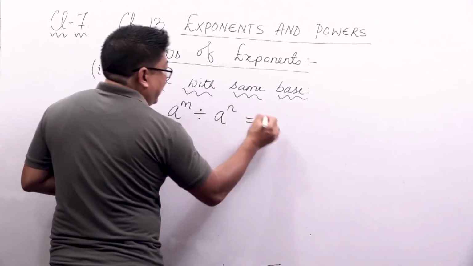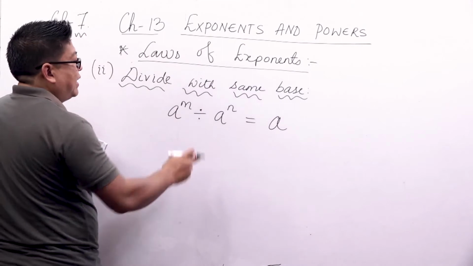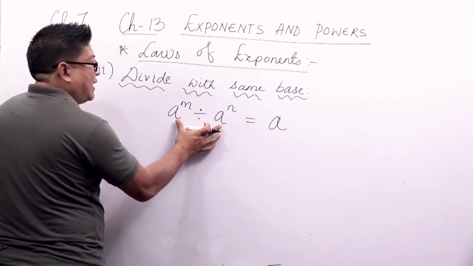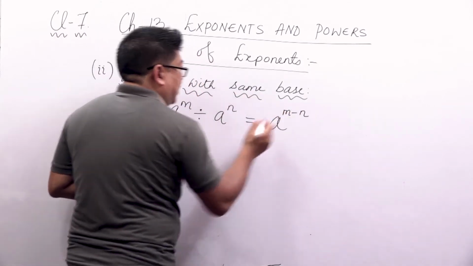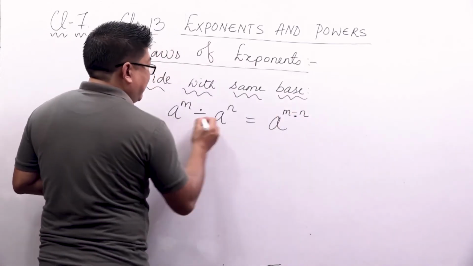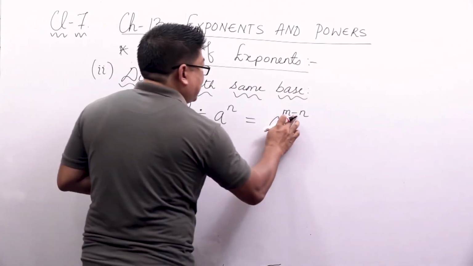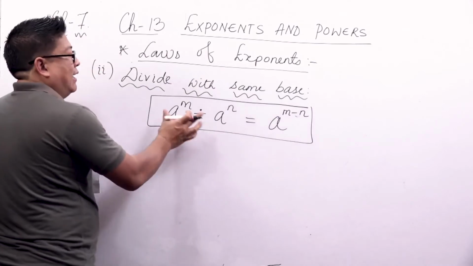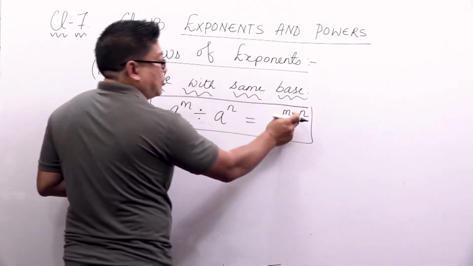So this will be equal to, both bases are same, so I will write a common base. Now this is divide, and both the bases are same, so I will subtract the powers. When it is multiply, it will be added. When it is divide, it will be subtracted. So please remember this law. This is the second law. When you divide two exponents with the same base, you will always subtract the power.